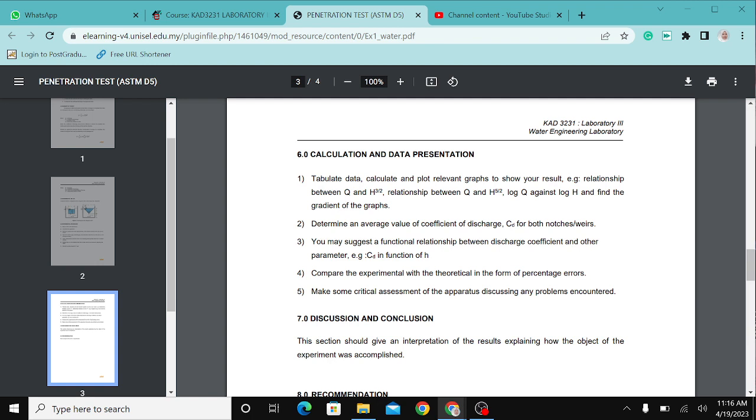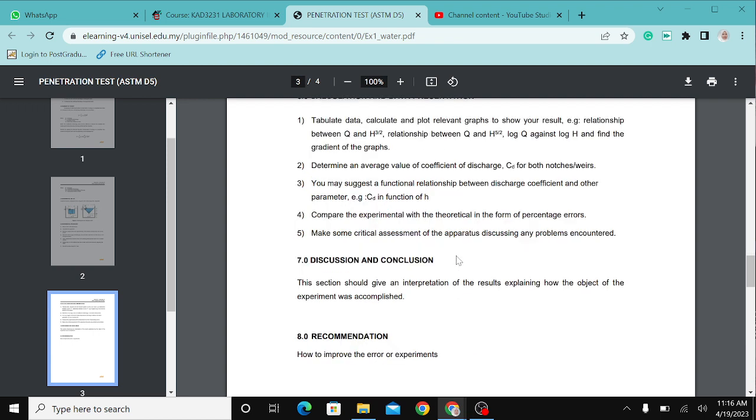Make sure you know how to compute the average value of the coefficients of discharge, and then in the presentation suggest a functional relationship between discharge coefficients and other parameters or variables. Also show the comparison between the experimental and the theoretical value, in terms of percentage of relative error.